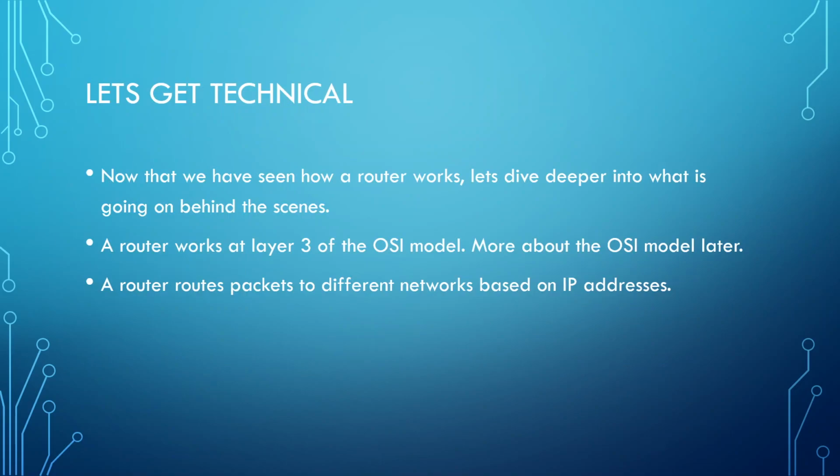Okay, so in simple terms, that's how a router works. It just allows us to communicate from one network to another network. That's the main function of a router. Obviously, routers can do much more than that, but at a base level, that is the primary function of a router. Now that we have seen how a router works, let's dive deeper into what is going on behind the scenes. Now, a router works at layer 3 of the OSI model.